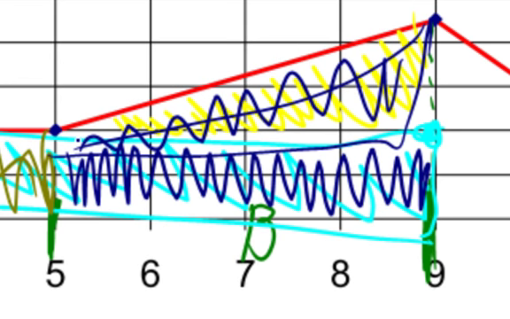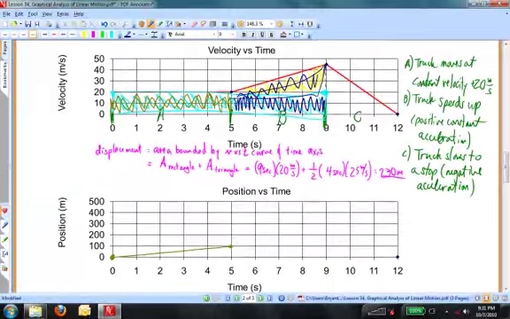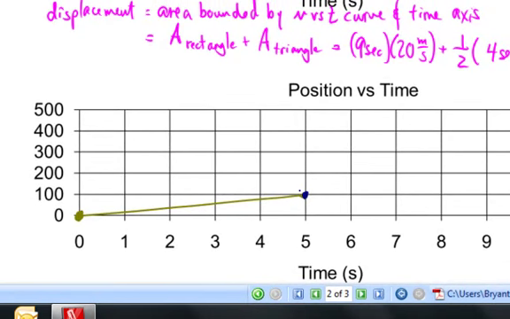So 80 meters and 50 meters is an additional 130 meters. So if I am starting at 100 meters and I travel up another 130 meters, that's going to be at 230 meters when I get to the 9-second point. Now it's not going to do this in a linear way, it's going to do it in a parabolic way. Parabolic because I've got constant acceleration, and so I'm going to have a curved line. I'm going to try to sketch that in a curved way.